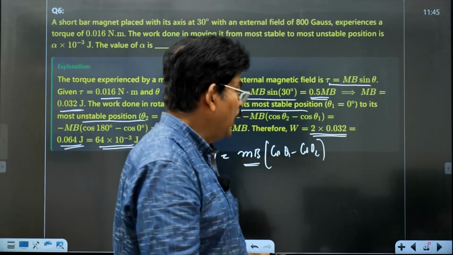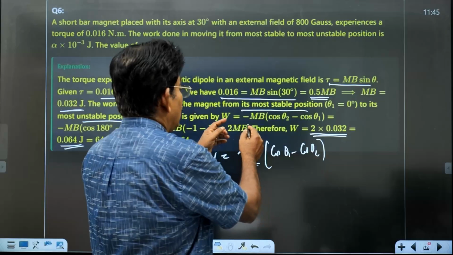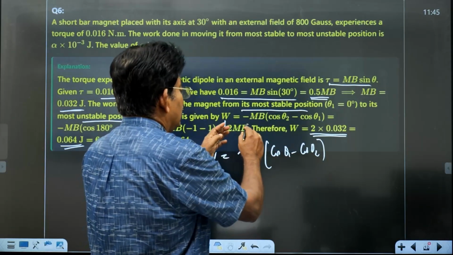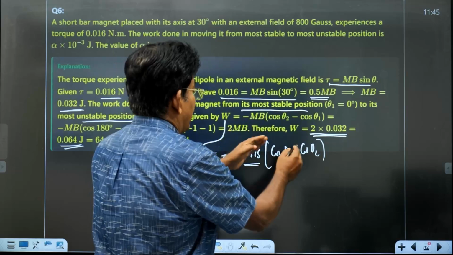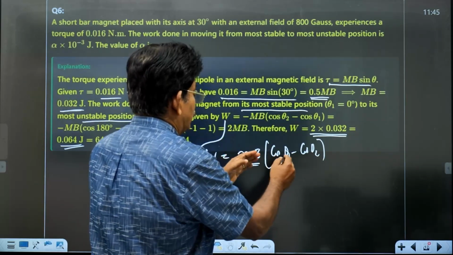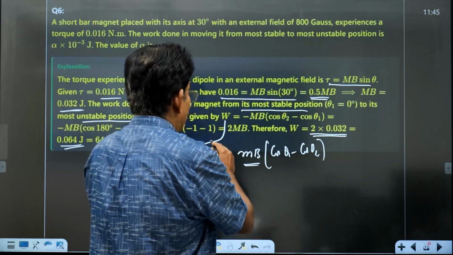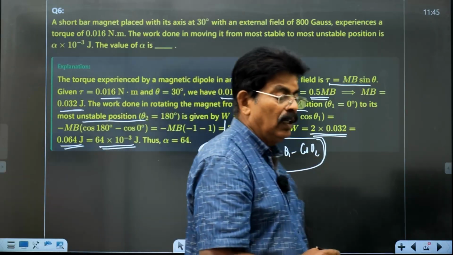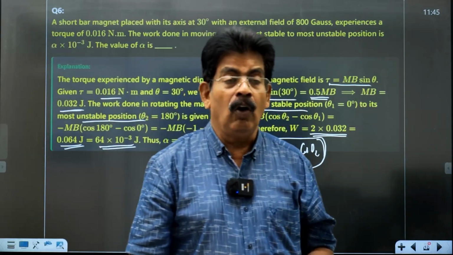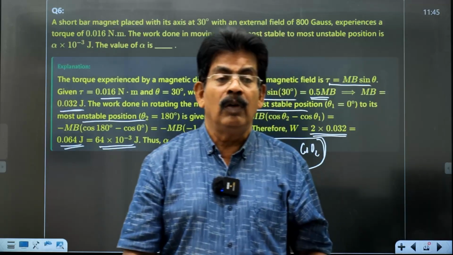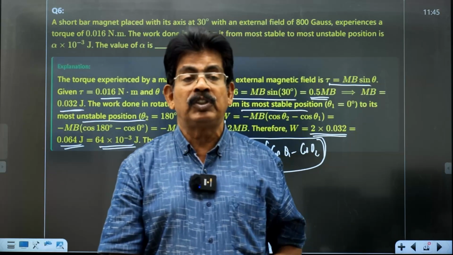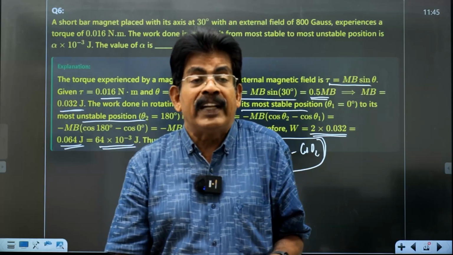Here I have written the same thing, no difference at all. Here they have taken the minus sign inside, so minus or minus will become plus. This is a ready-made formula everybody remembers. From most stable state to unstable state, work done is, or another explanation I can give: the magnet is already in what position? Equilibrium position. It is turned through 180 degrees.